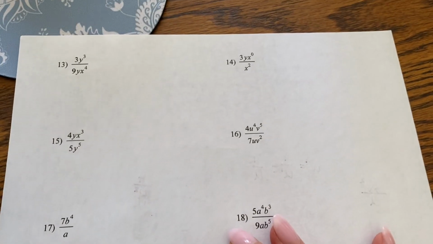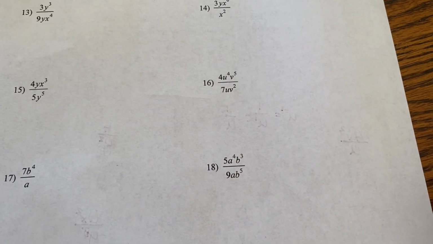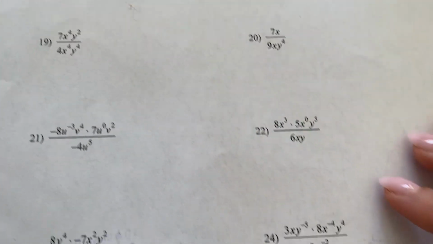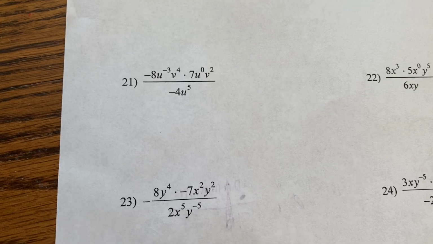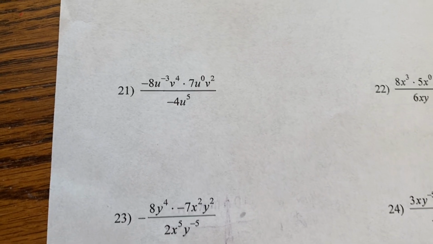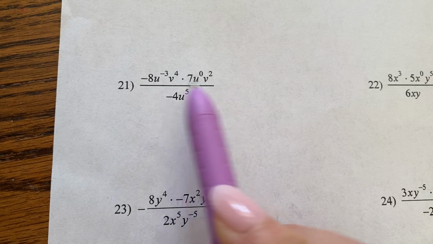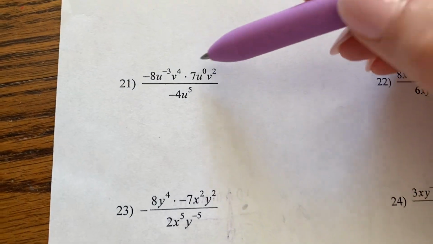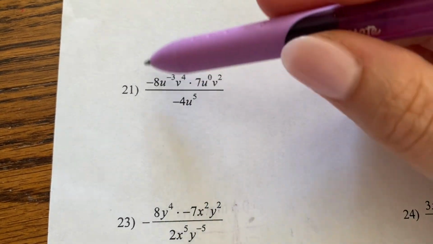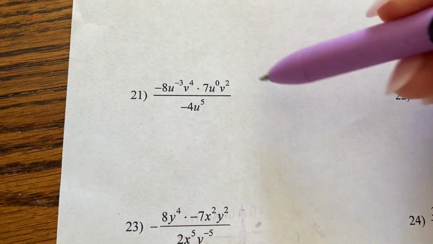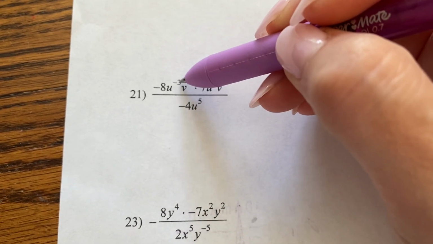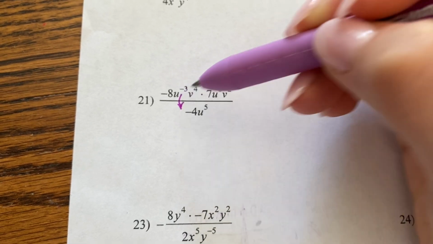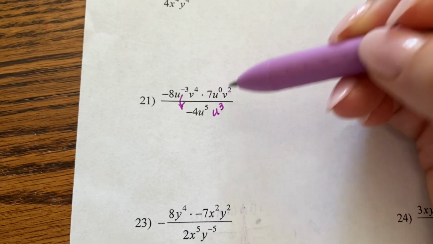If I look back here on this page, let's pick one down here. Let's pick number 21. Number 21 is really, really fun. What we're going to do first, we could do a lot of things first, but let's try and simplify what we can. I know that this u to the negative 3 means u to the 3 down here.